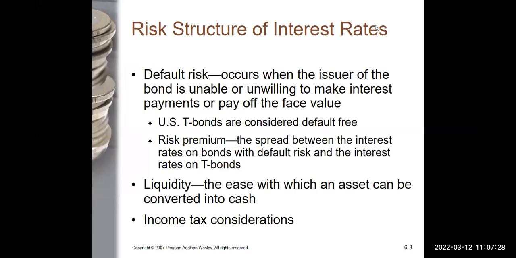Default risk occurs when the issuer of the bond is unable or unwilling to make interest payments or pay off the face value. It generally happens with many corporations, and in some instances it can also happen with countries. Countries can also default on their loans. For example, if you buy a government bond, you can be in a situation where the government denies you payment. The government doesn't pay you the money. That is a possibility, but it is a rare one.